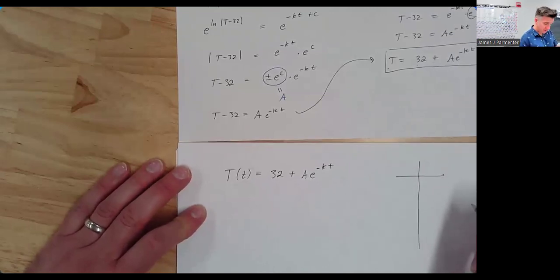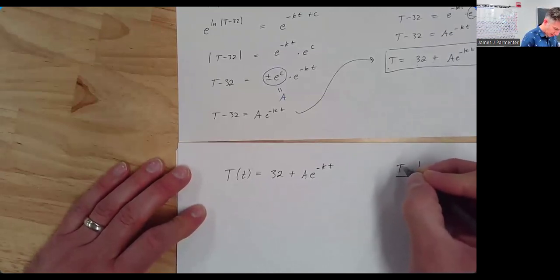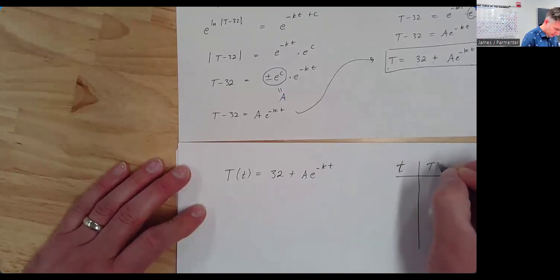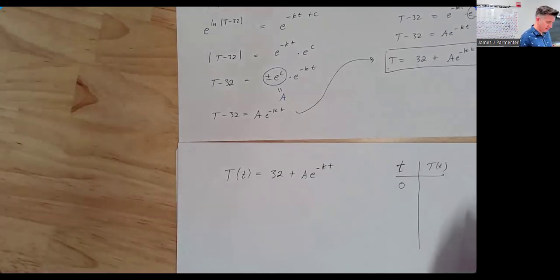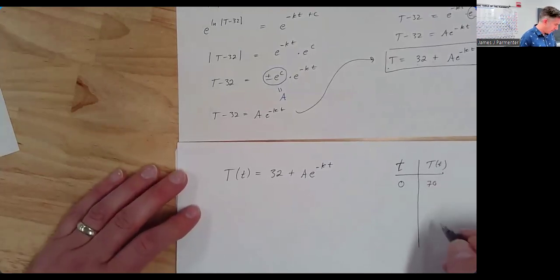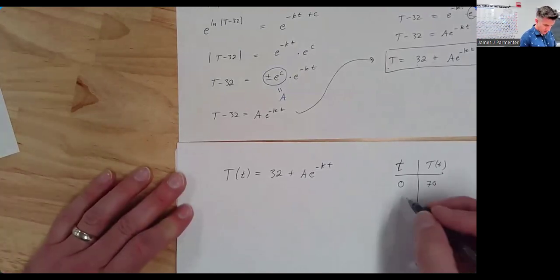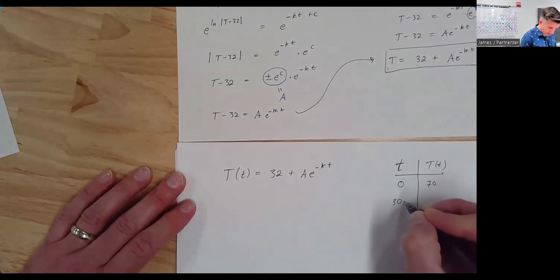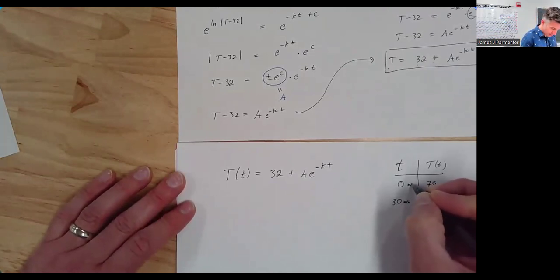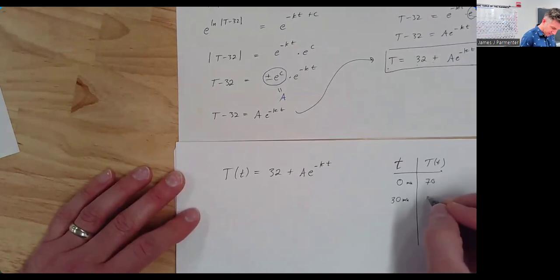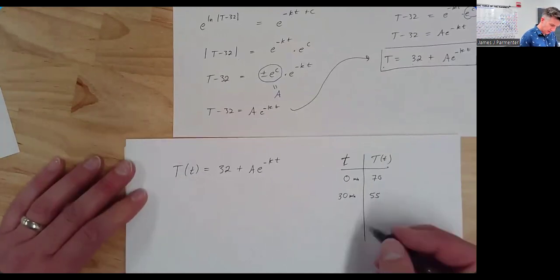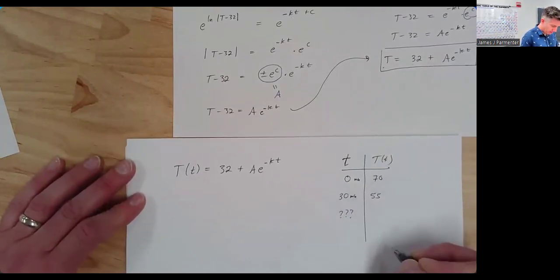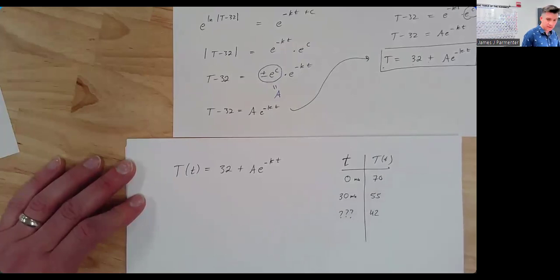We know that at the beginning, time equals 0, the start of this process, the temperature of our beverage was, I think, 70 degrees. And then 30 minutes later, so we're deciding to measure time in minutes, the temperature of our beverage was 55 degrees. The question we're going to try to answer is, what time is it when the temperature of our beverage is 42 degrees?